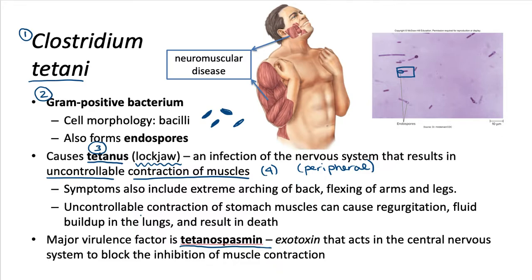So if you are blocking the inhibition of muscle contraction, then you just have muscle contraction all the time. So inhibiting the inhibition of muscle contraction causes uncontrollable muscle contraction.